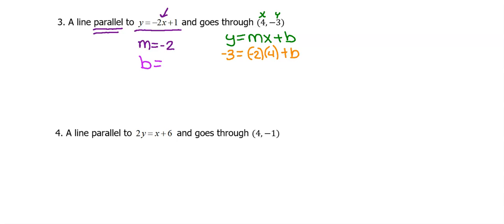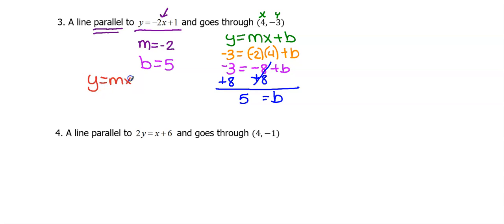And then I can just simplify and find out what that b is now. So negative 3 equals negative 8 when I multiply. And then when I add the 8 over, I'm going to get b equals positive 5. So over here, I'm going to write the equation using my slope-intercept form. y equals mx plus b tells me my equation would be y equals negative 2, for the m, x plus 5.